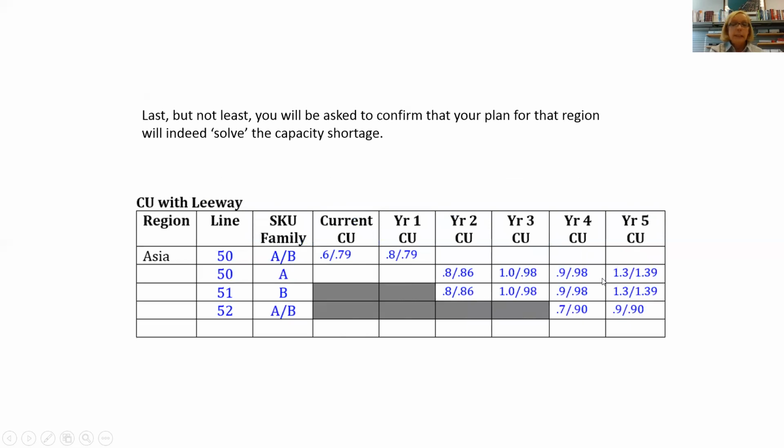So what we simply said that we're going to do to be able to take care of that is that we're going to move those 2 lines. We're going to move 50 and we're going to move 51 to 7 days. And that's probably a pretty good long-term plan, because what that does is it bumps up our demonstrated capacity from 980,000 cases, or 0.98 million, to 1.39 million for both of those lines.